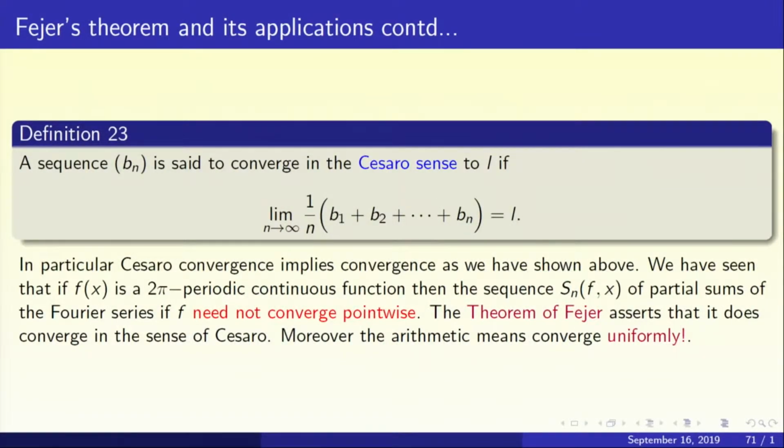The theorem of Fejer asserts that if we have a 2 pi periodic continuous function, then the partial sums of the Fourier series will always converge in the sense of Cesaro. That is, the Sn f(x) will Cesaro converge to f(x). In other words, the arithmetic means of the sequence of partial sums will converge to f(x). More is true, the convergence will actually be uniform, and this uniform convergence is quite significant, which is what makes Fejer's theorem very useful.